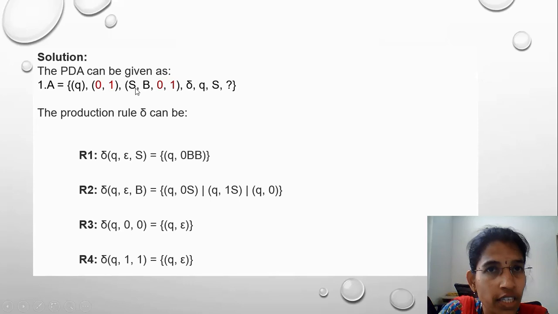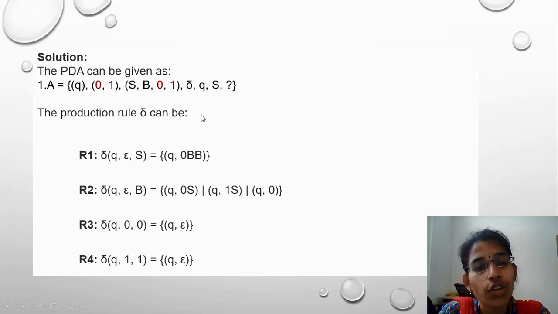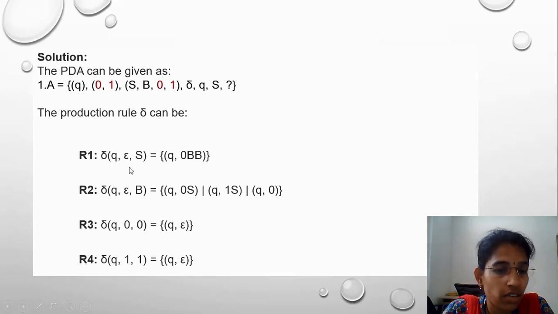I already told what a PDA is. A PDA has an extra memory in the form of a stack. The third parameter, S comma B comma 0, 1, is known as the stack symbols. Now we go to find the transition rules. Q is my ending state, S is my starting state. Now we find the production rules for terminals and non-terminals. How many terminals are present in my context free grammar? 0 and 1.